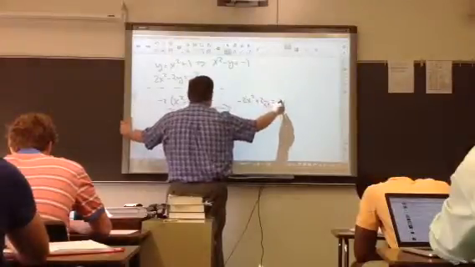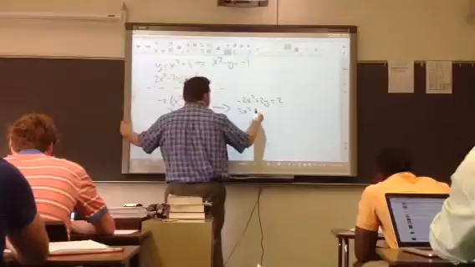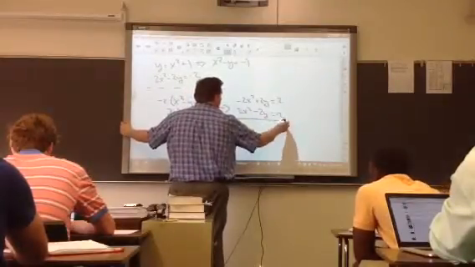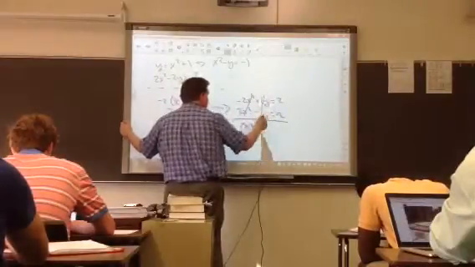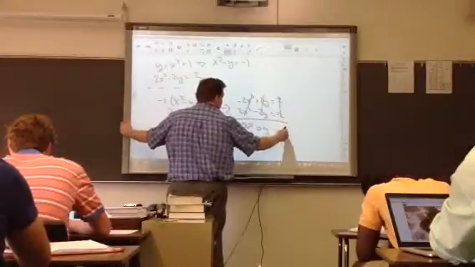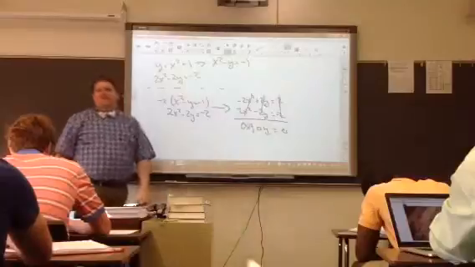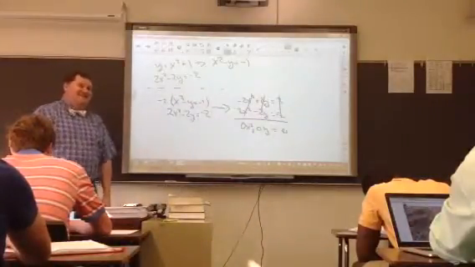2y equals 2, and then 2x squared minus 2y equals negative 2. And what happens when I add them all together? I get 0x squared, 0y, and it equals 0. So I just showed that 0 equals 0. Well, that doesn't help, does it?